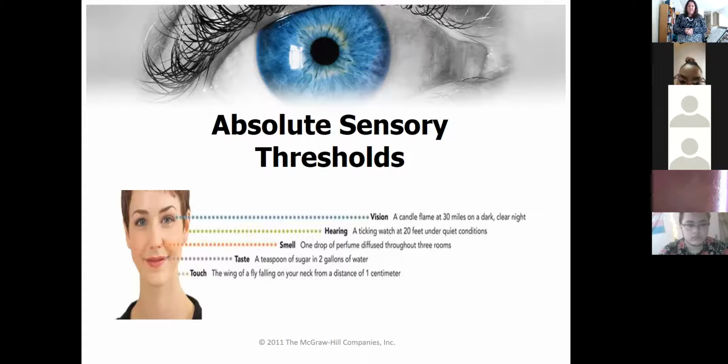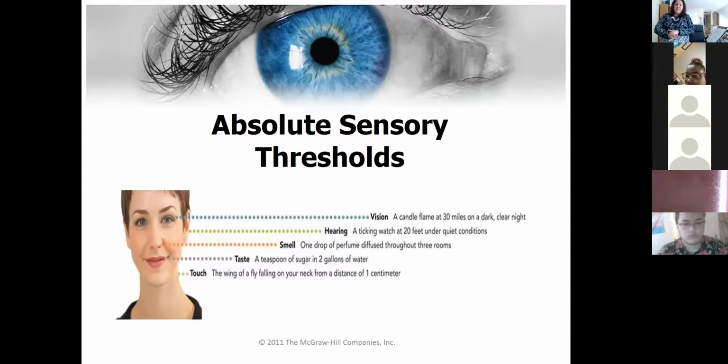Hearing: a ticking watch at 20 feet under quiet conditions. And if you've ever had a ticking watch or clock in your room when you're trying to fall asleep, this might resonate with you, right? Until I got my Fitbit, I used to wear a watch that ticked, and I actually had to be careful how I set it on my dresser at night. Because if I set it a certain way, I couldn't sleep with hearing the tick.